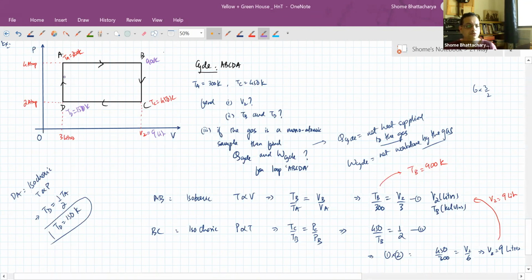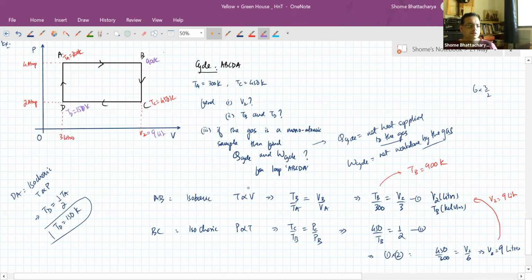Okay, so hope the first part is clear to all of you. Finding the state of the gas at each of the 4 points. Okay. Now the second part, it's actually very simple because you know that Q cycle will be equal to W cycle. We don't need to calculate both separately. We can just calculate one of them.